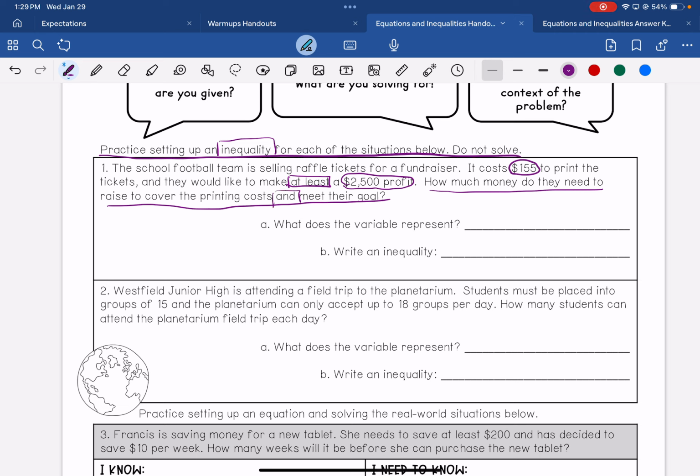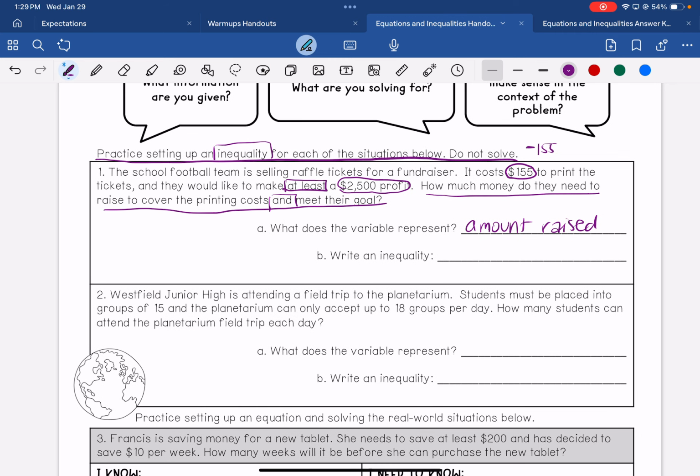All right, so the variable, remember, always answers the question. So the variable will stand for amount raised. And then for my inequality, I've got a couple of hints here. Since they are spending money to print the tickets, this is actually going to be a negative 155, because that doesn't count towards what they're making. It goes against the profit. And then remember, at least. That keyword means greater than or equal to.